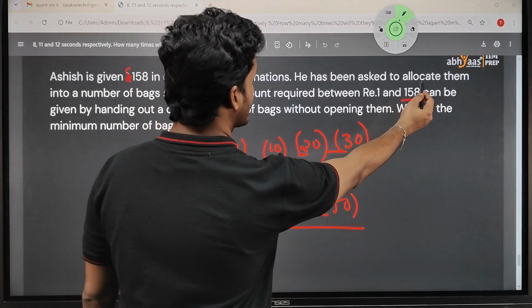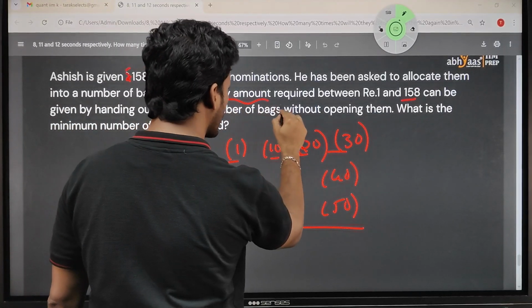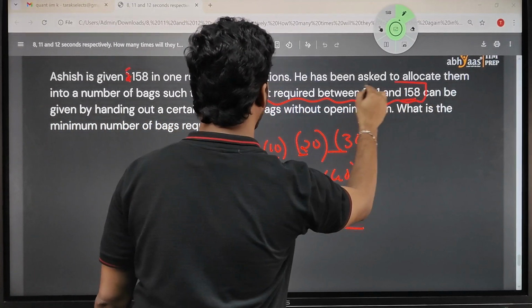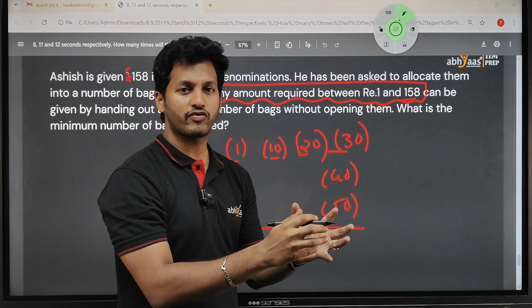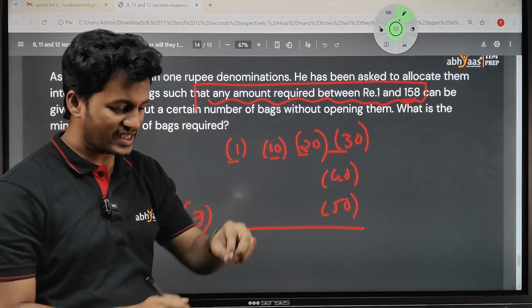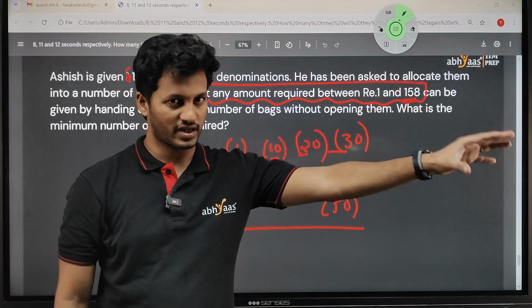They said to distribute into a number of bags such that any amount required between 1 rupee and 158 can be given. From 1 to 158 they can ask for any number of coins. You have to give them without opening the bags. You have to keep that ready and give it at a time.